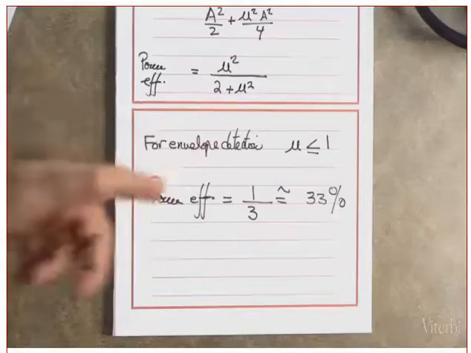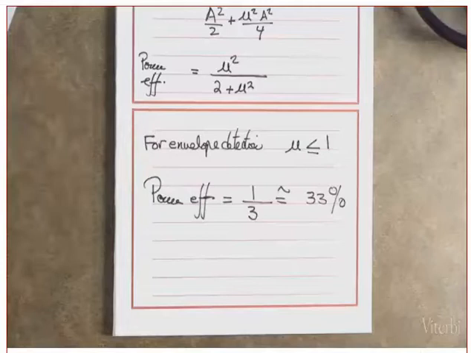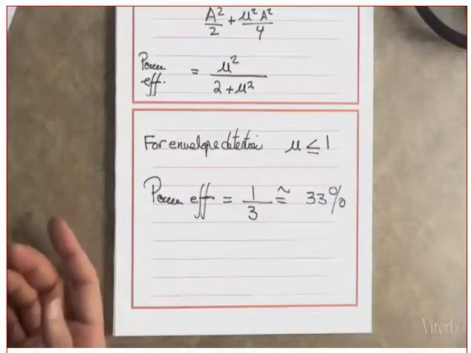So when people talk about the 33.3% power efficiency, they are emphasizing that you are going to use what? The envelope detection rather than what? Rather than coherent detection. Clear? Okay, good.